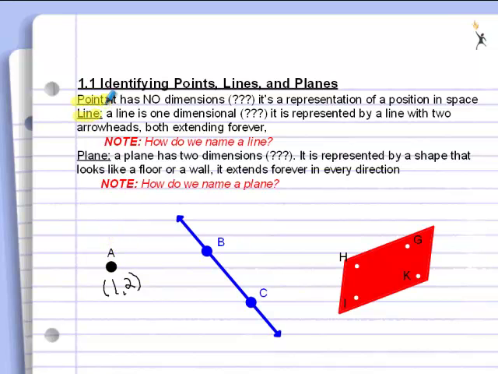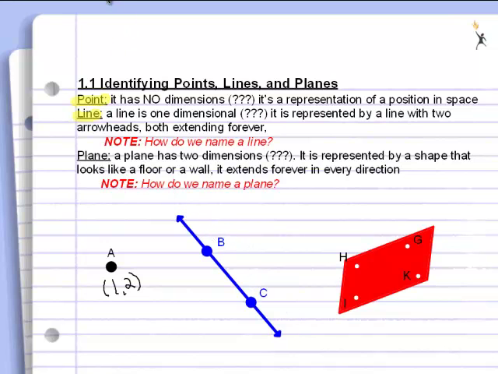There's also something called a line. A line is one-dimensional, meaning there is no depth to it. It goes left, right, up, down, however it wants to, but there's nothing behind it. It doesn't go off in space in a third dimension. It is represented by a line with 2 arrowheads, both extending forever. The arrowheads show you that this line is going this direction forever. Now, understand something. I can't draw it off my page, just the same way I can't draw it down off my page. The arrowhead tells you it goes on forever. It goes off forever in that direction and goes off forever in this direction.